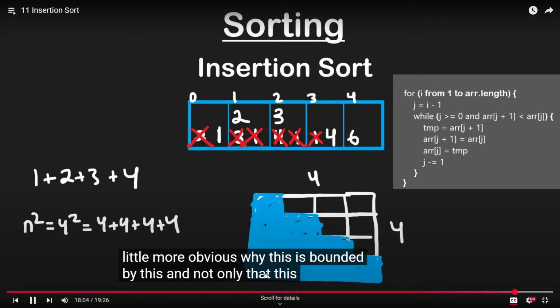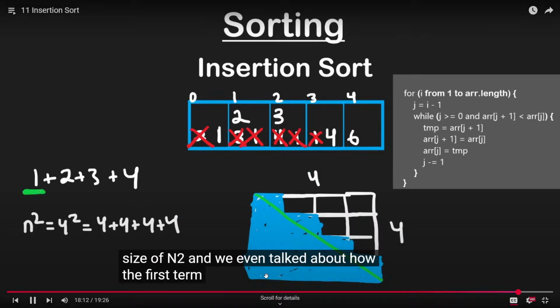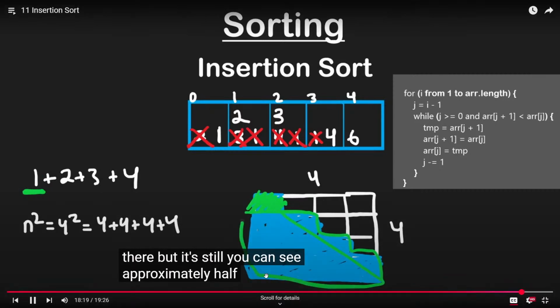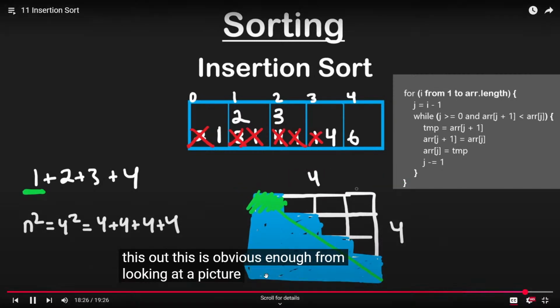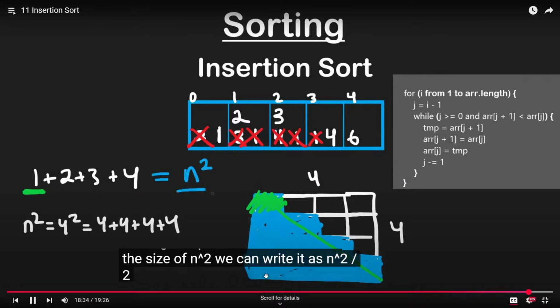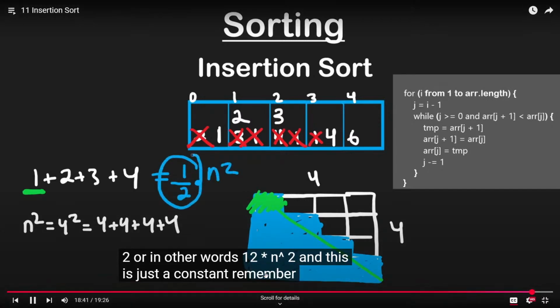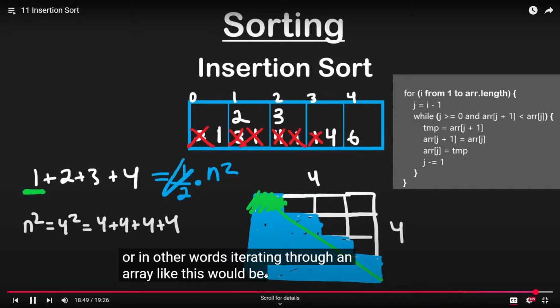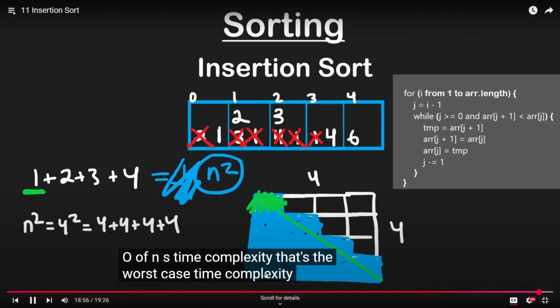And not only that, this is actually pretty much exactly half the size of n squared. And we even talked about how the first term in this case doesn't actually apply. So maybe this isn't even there, but you can see it's still approximately half the size of n squared. We didn't even use a math proof to figure this out. This is obvious enough from looking at a picture. So if this is half the size of n squared, we can write it as n squared divided by 2, or in other words, 1/2 times n squared. And this is just a constant, remember, and we don't care about constants. So iterating through an array like this would be the same as big O of n squared time complexity. That's the worst case time complexity of insertion sort.